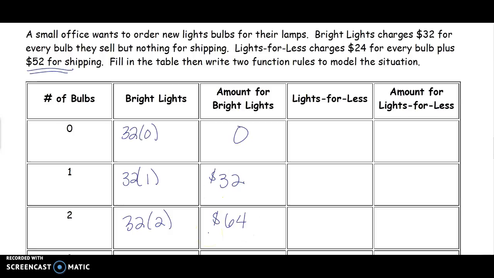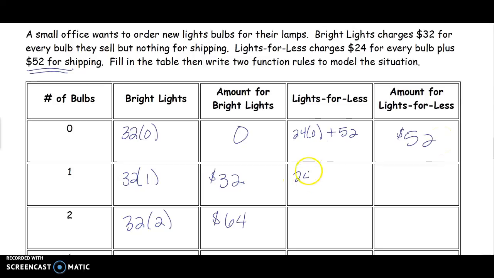Okay, I know there's some more, but I'm just going to move on to this other side so we know what we're doing. The Lights for Less, it's $24 a bulb, but you have to pay $52 for shipping to ship however many you bought. Okay, so even though you don't buy anything, you're still paying $52 for shipping.